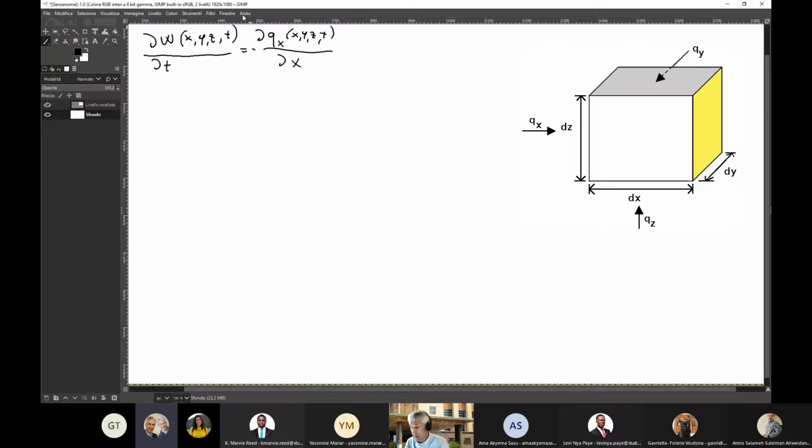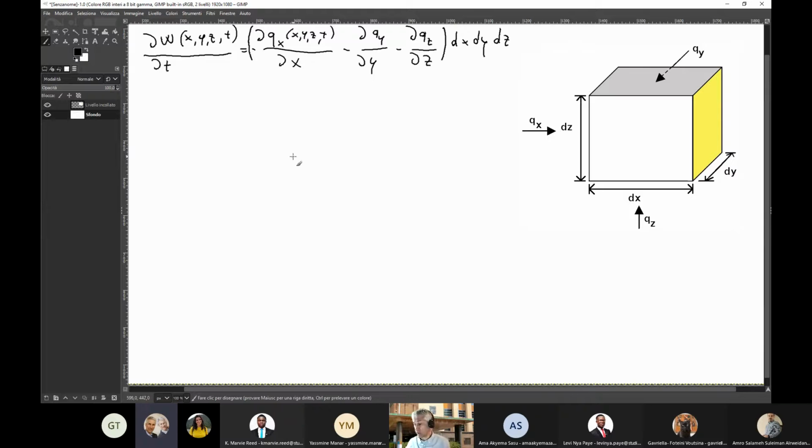And then we have the analogous minus derivative of Qy with respect to Y. I'm dropping the dependence of Qy on the coordinates for the sake of simplicity, and minus the derivative of Qz with respect to Z. And this is multiplied by the 3 elementary increments of the spatial coordinates. This is the equation that we wrote last time.